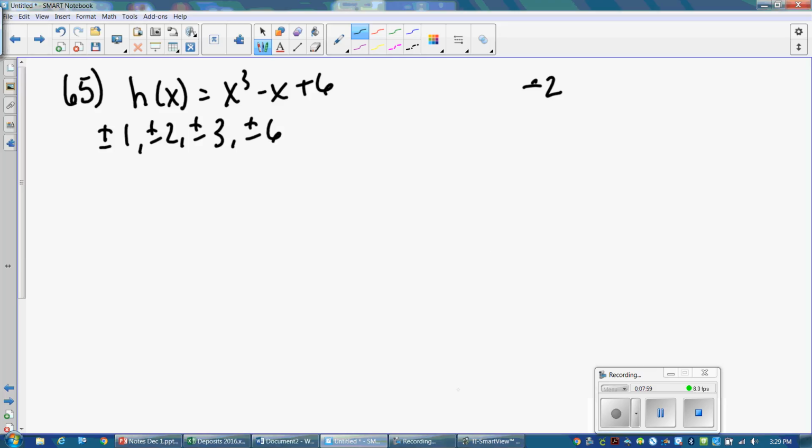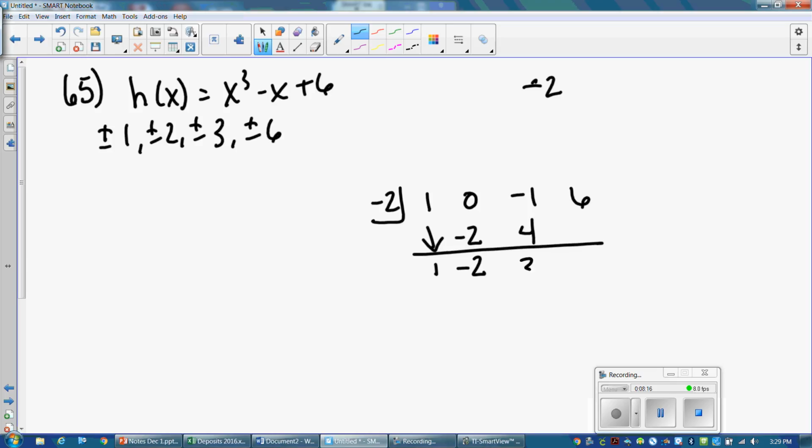Come back over here. So I'm going to use synthetic division. Now this time you got to be careful because there's a 1x cubed. There's not an x squared. So you better put a 0 there or you'll have a problem. So bring down the 1. Negative 2 times 1 is negative 2. Add, you get negative 2. Negative 2 times negative 2 is 4. Add, you get 3. Negative 2 times 3 is negative 6. Add, there's no remainder.